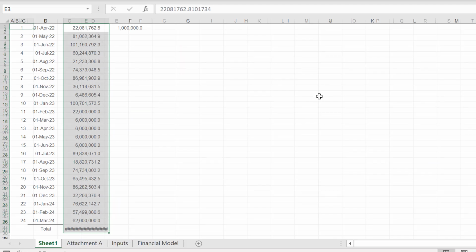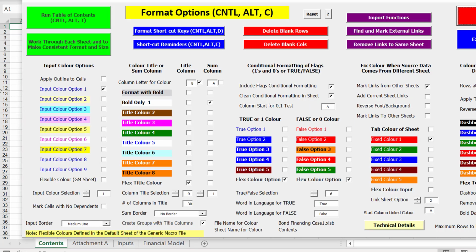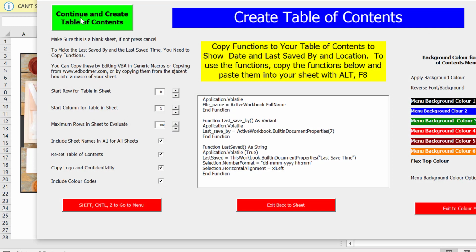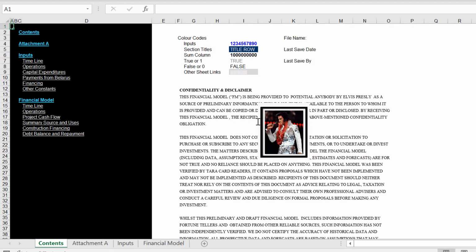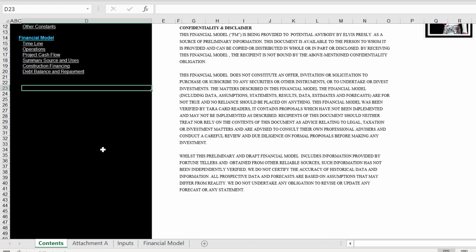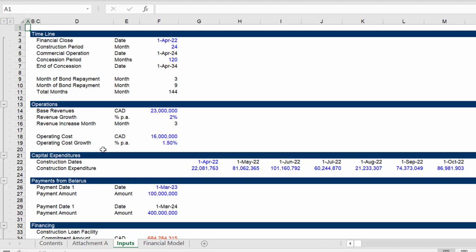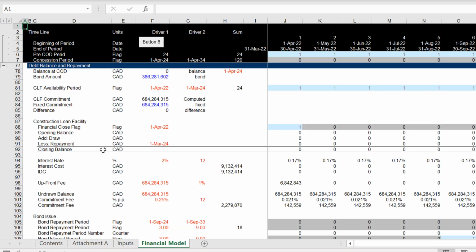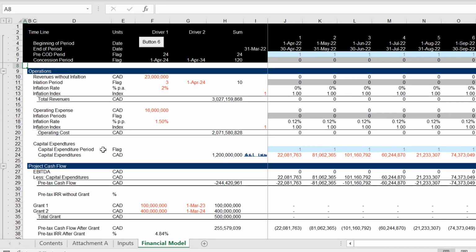Shift F11, contents, Control-Alt-C, just put a little contents thing in, and make a picture of Elvis or your company, whoever you want, and maybe put their own logo in, and put a disclaimer in, and a fancy little menu, okay? And then that you can see.